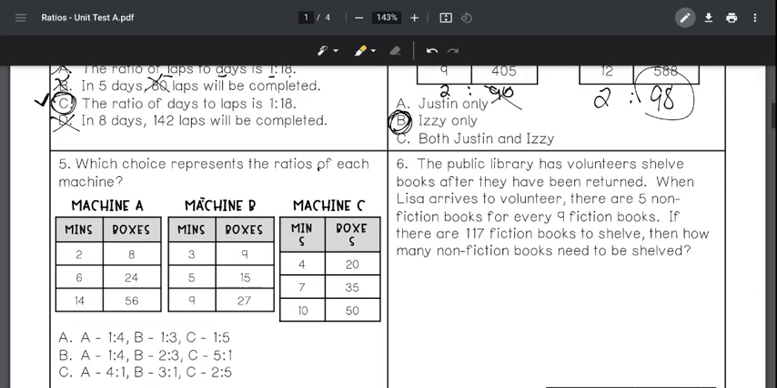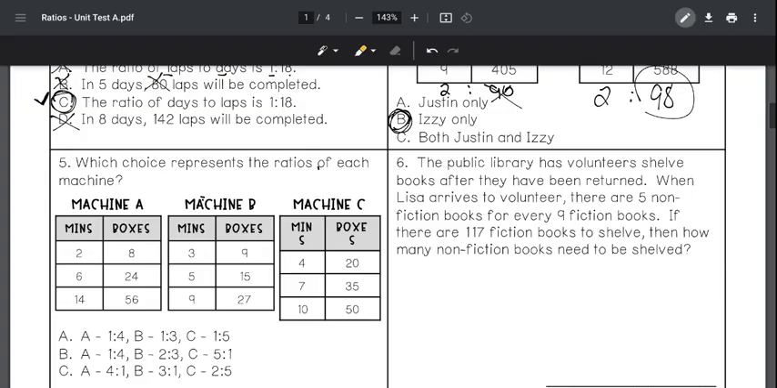Number 5, which choice represents the ratios of each machine? So what I'm going to do to figure out the most simplified version of each machine is take my top row and simplify it. So A, I'm going to make a fraction, 2 to 8. They're both even. 2's our common number. How many 2's make a 2? 1. How many 2's make an 8? 4. So machine A is 1 to 4.